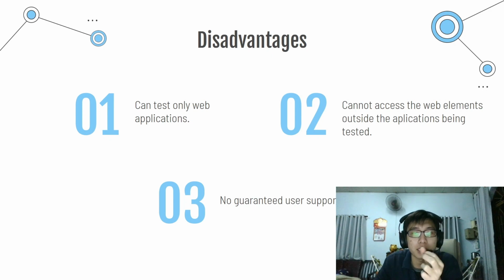The third one is that there is no guaranteed user support available. Because it's free and open source, there is no commercial use for Selenium, so there is no user support available for it. There is only community support for Selenium.